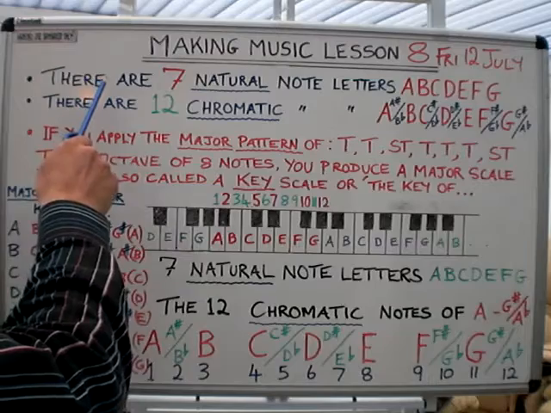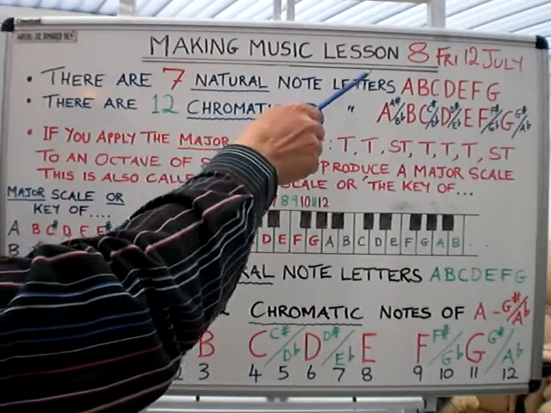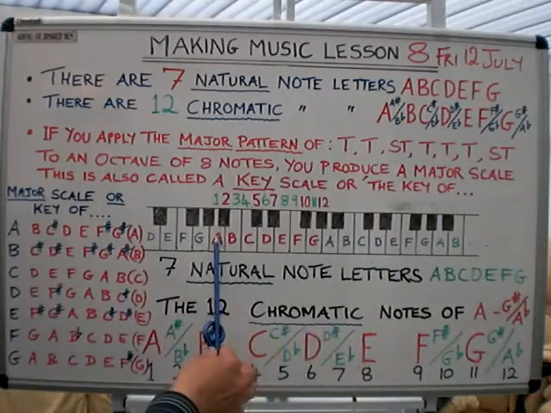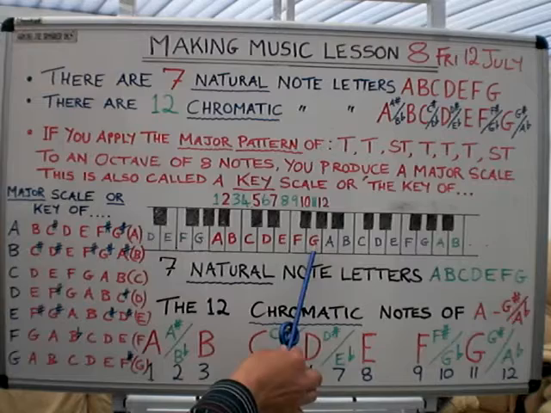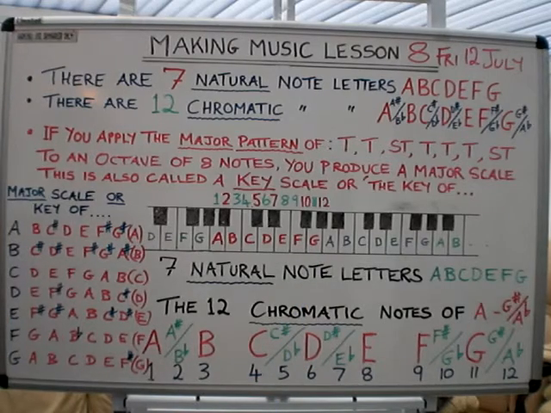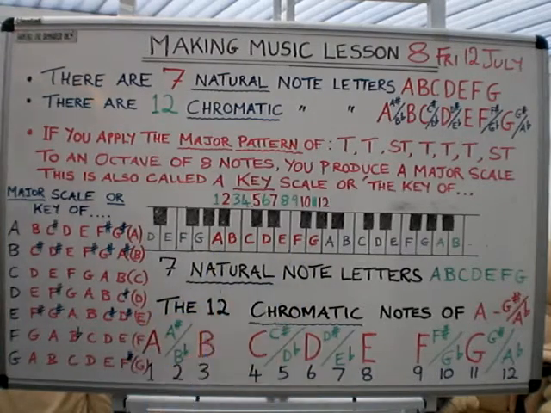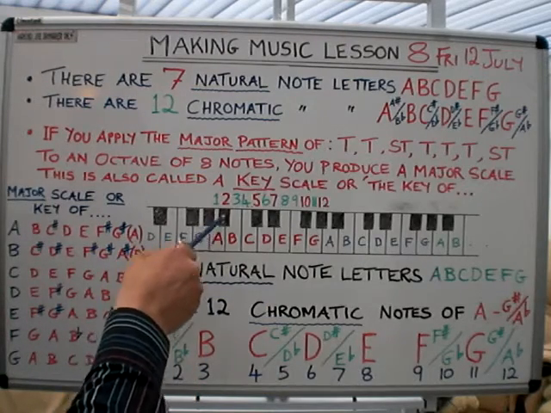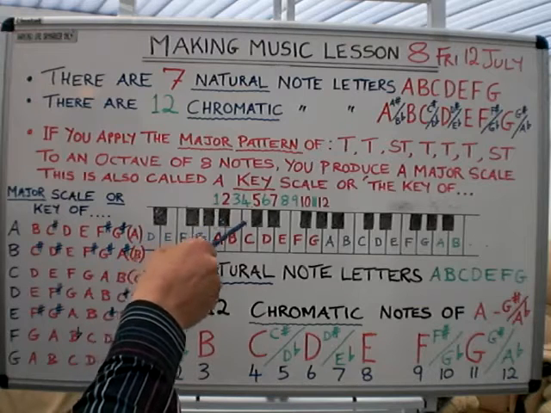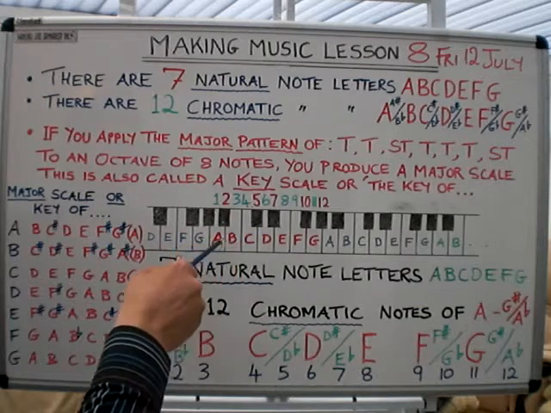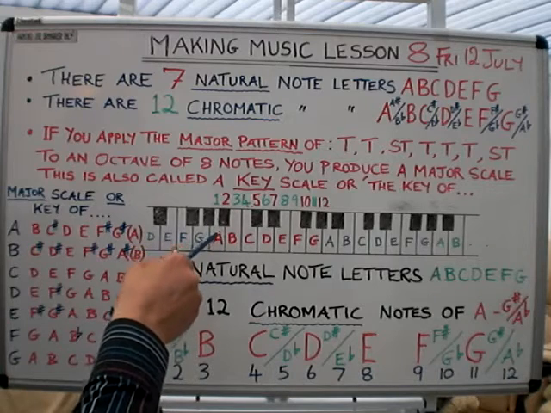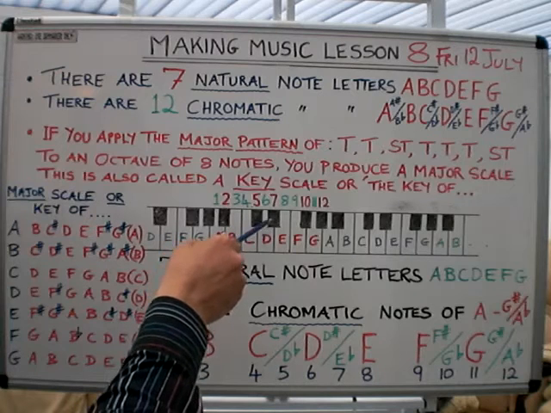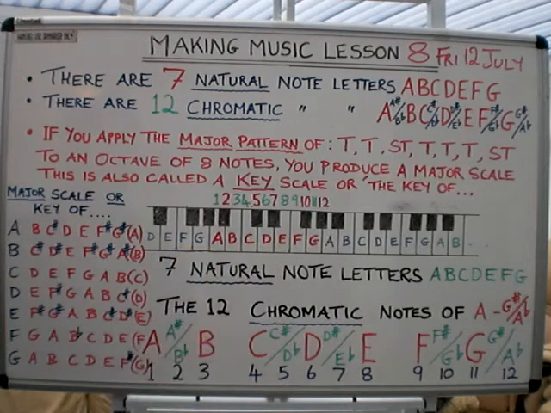I've written up here there are 7 natural note letters, and we've already covered these: A, B, C, D, E, F and G. They were the natural note letters, all on the white keys of a piano. But in between we were speaking about the enharmonic black keys, and they share the same kind of name: A sharp or B flat, C sharp or D flat, D sharp or E flat, and so forth.